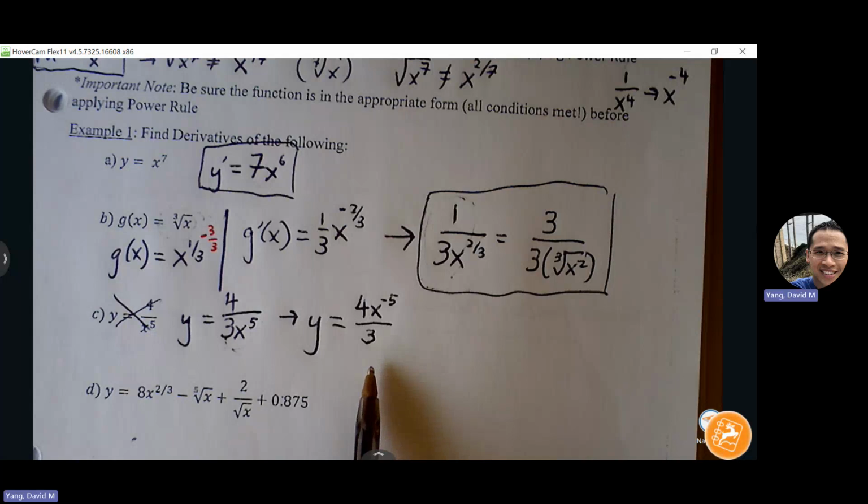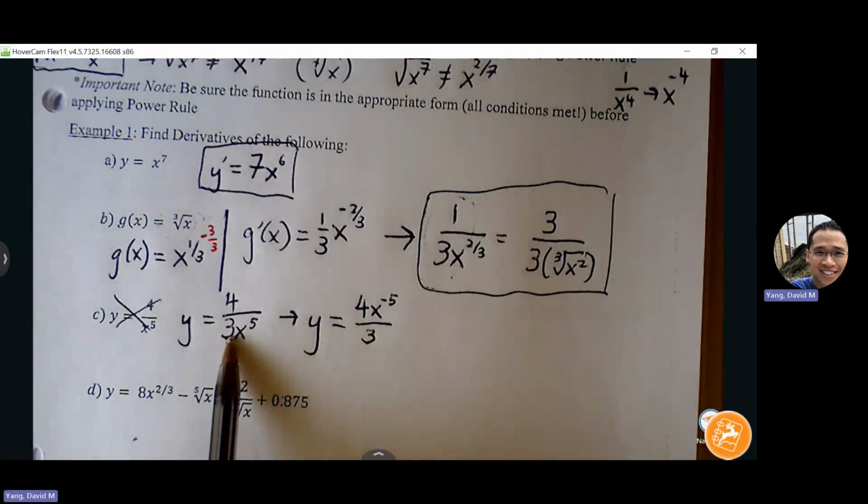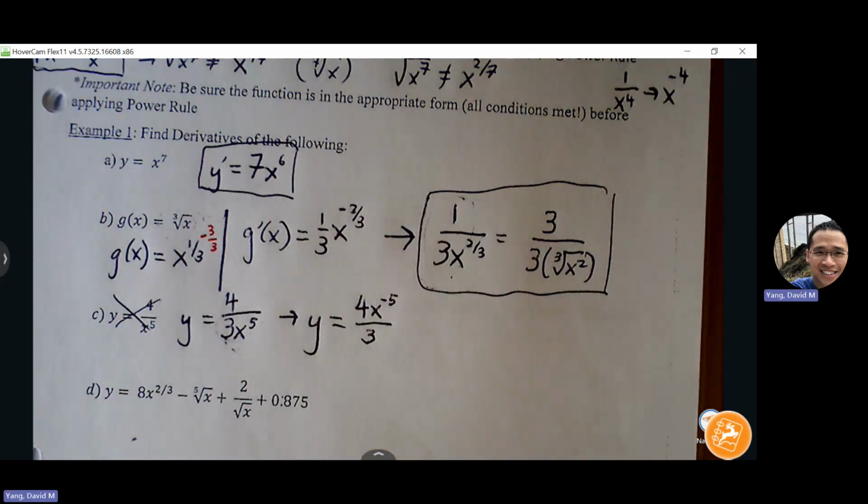Everybody good so far? Now, if it was 3 plus x to the 5th, that's a different story. Then we can't move that x as easily, and we have different rules down the road for that. But if you have multiplication, you can separate things easily. But if there were 2 terms added or subtracted, then those are stuck for the most part.